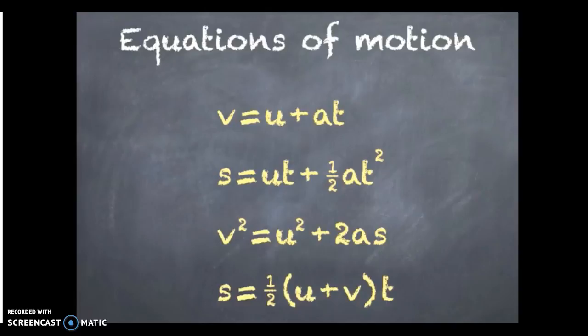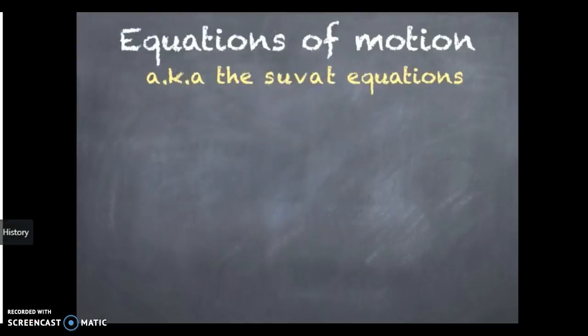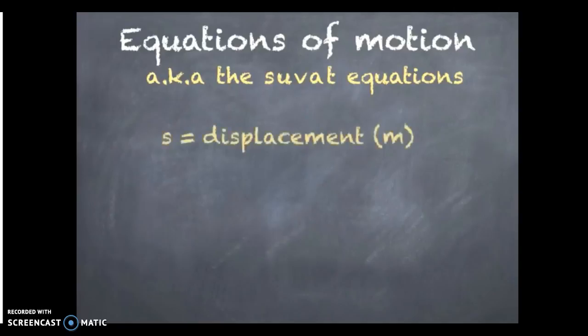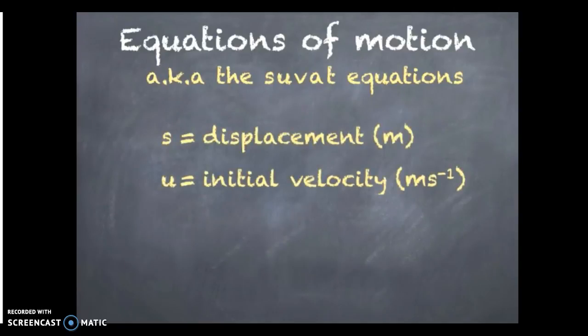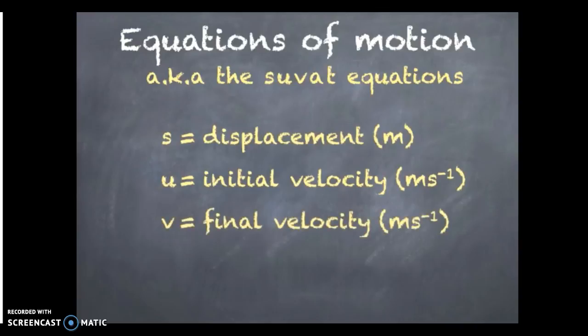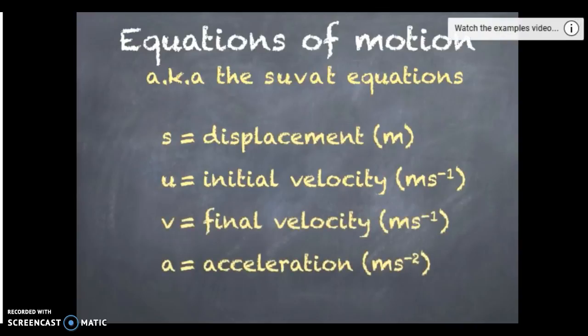I've also made a video of worked examples, so take a look at that too. Sometimes these are referred to as SUVAT equations because of the letters used. s is displacement in meters, u is initial velocity in meters per second, v is final velocity also in meters per second, a is acceleration in meters per second squared, and finally t is time in seconds.